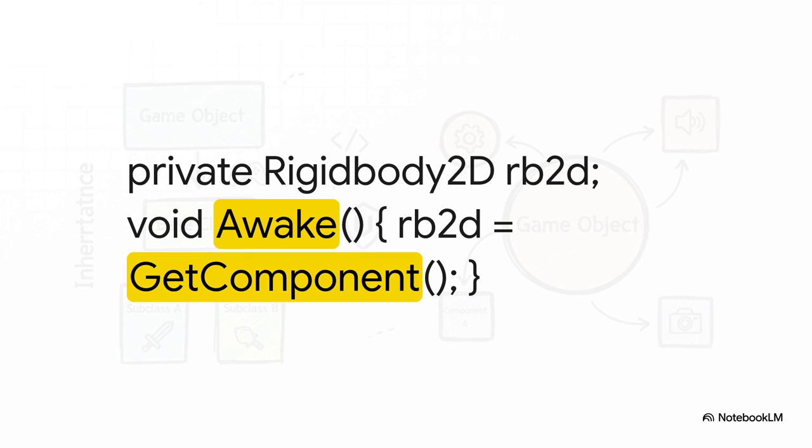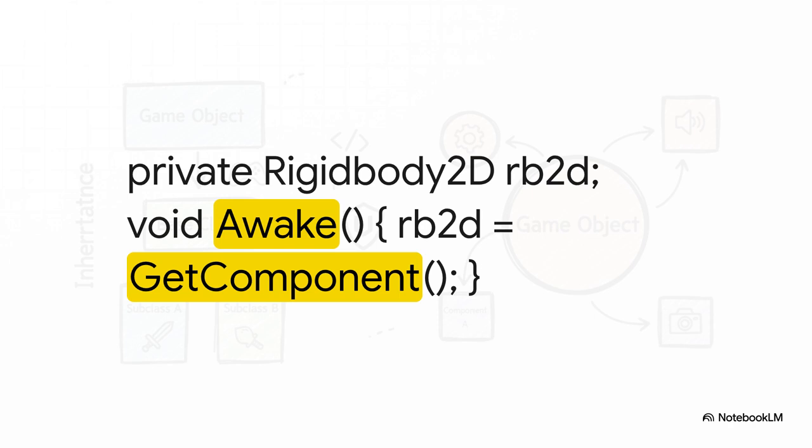Let's break it down. First, up top, we declare a variable, private Rigidbody2D rb2d. This is basically an empty box that's designed to hold a reference, think of it like a shortcut, to a Rigidbody2D component. Then, inside the Awake function, which by the way runs even before Start, we fill that box. The line rb2d = GetComponent<Rigidbody2D>() is one of the most important commands in Unity.